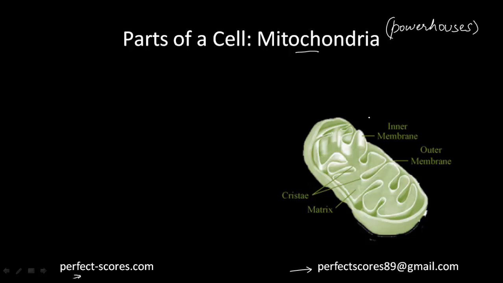And as you can see, the shape is a little like a sausage or a cylinder with two different membranes, the inner membrane and the outer membrane. Now, the space between both of these membranes, this space that is not shown in the diagram, is known as the intermembrane space. So let me write that down, intermembrane space.